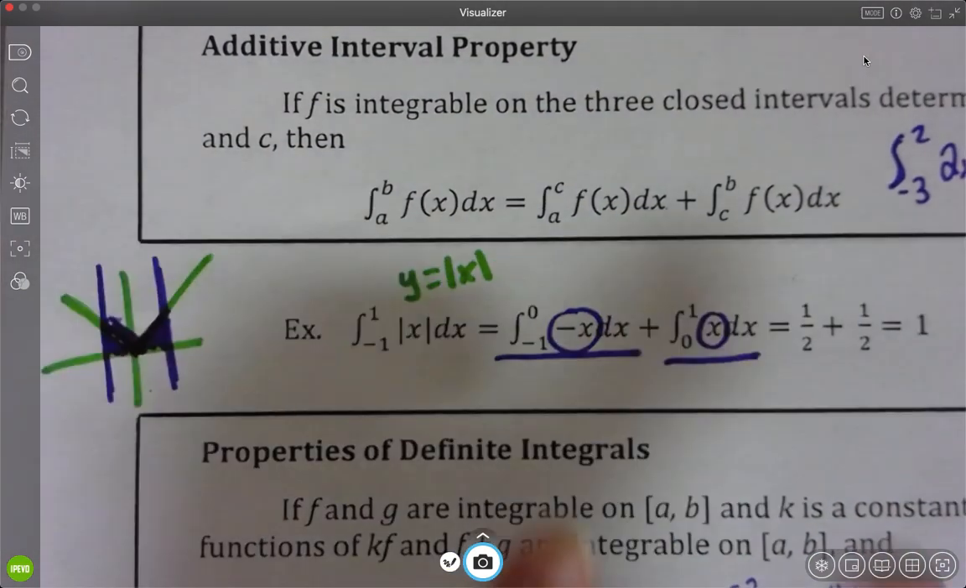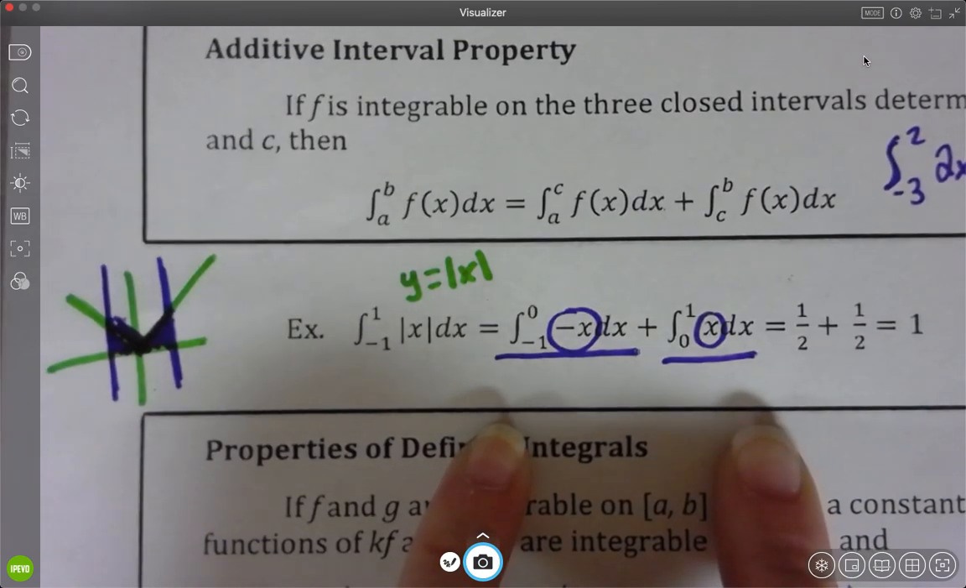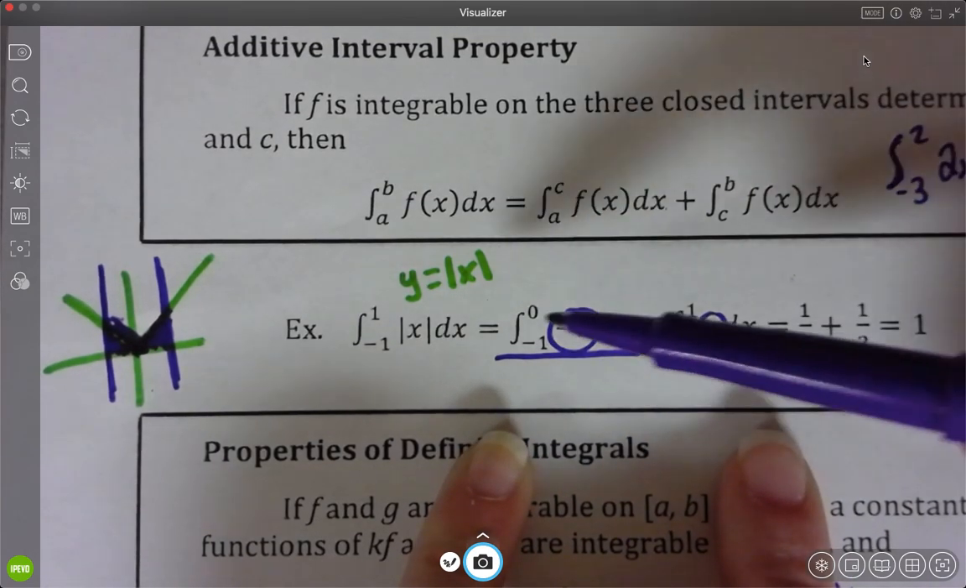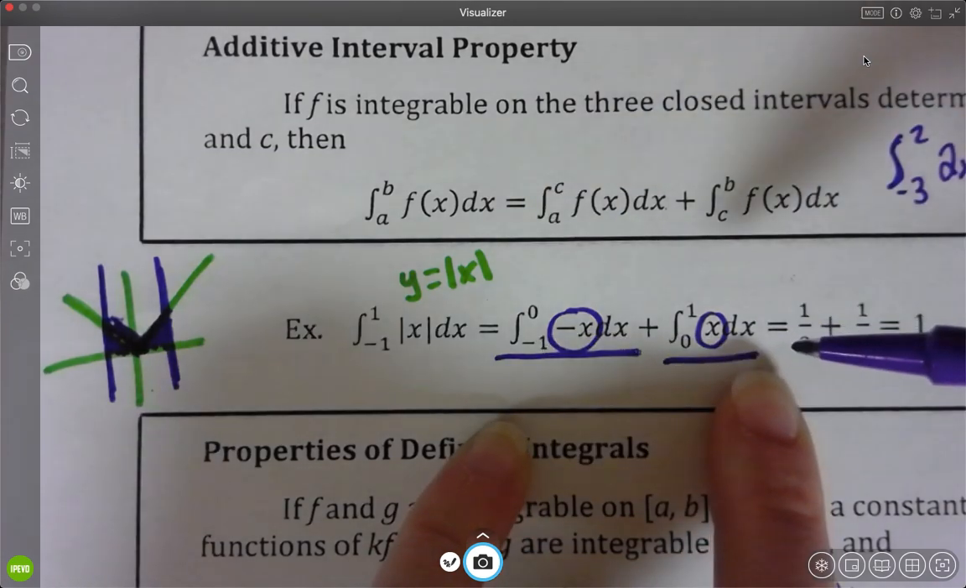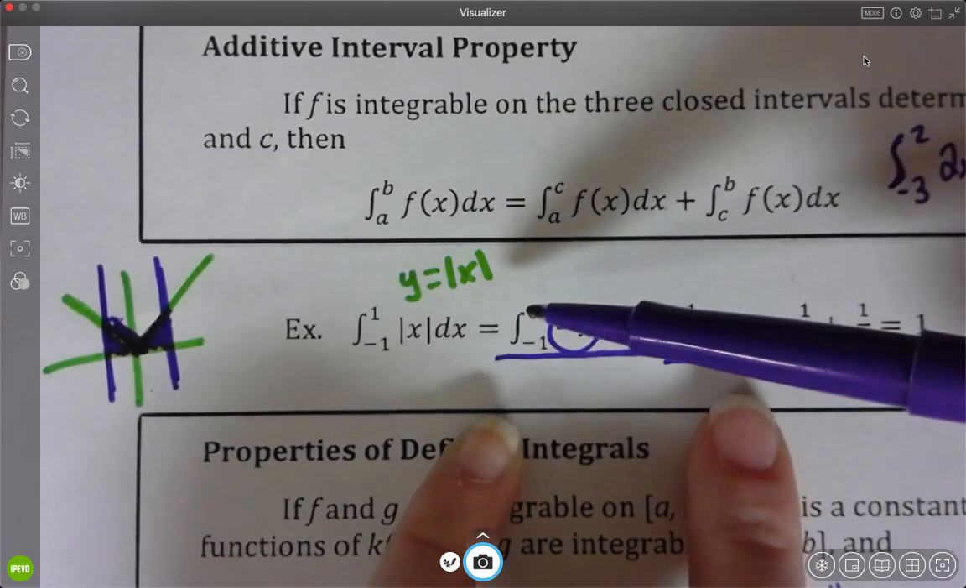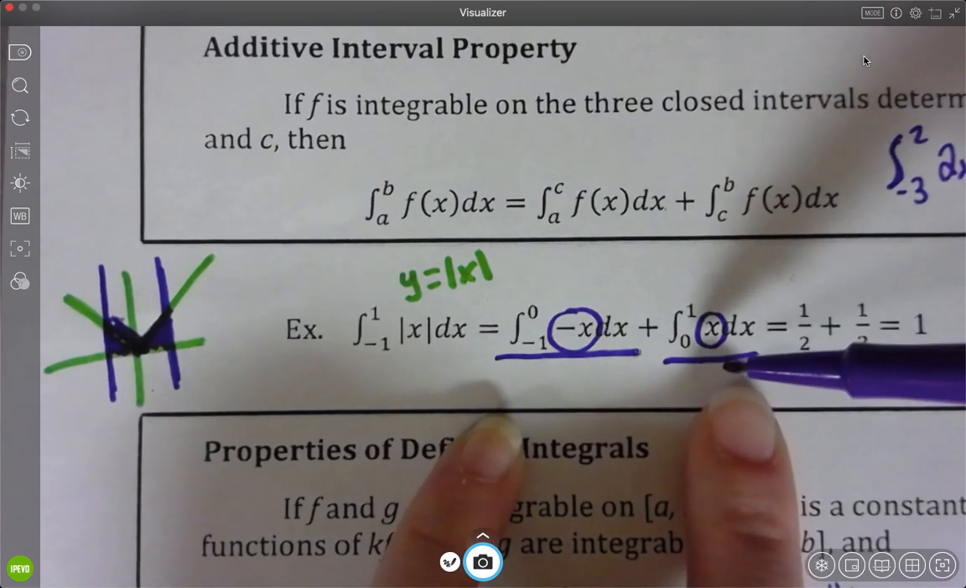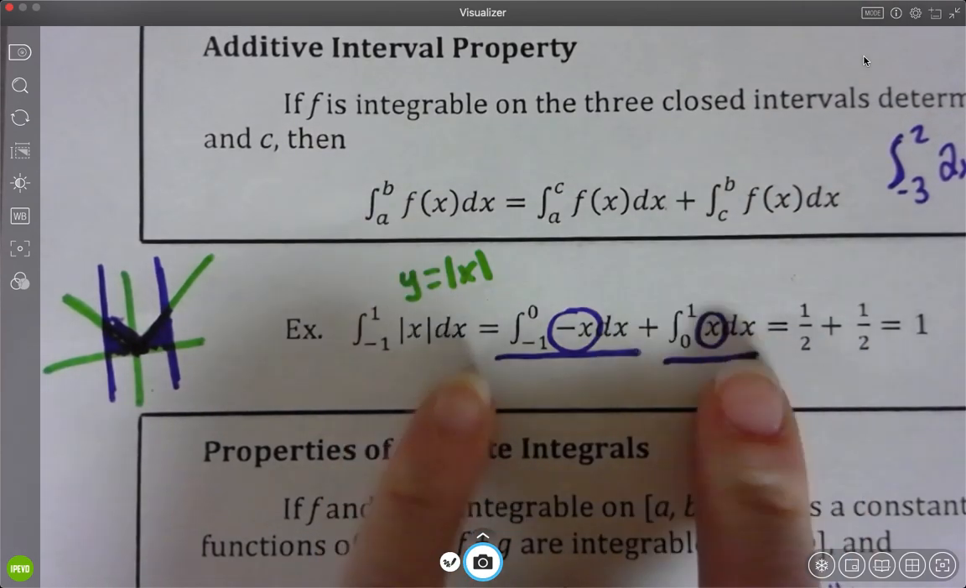So now I don't have to deal with absolute values anymore. Now I can just deal with, from -1 to 0, it's negative. From 0 to 1, it's a positive x. Find those particular areas and add them together.